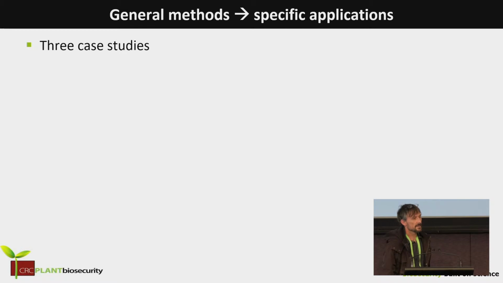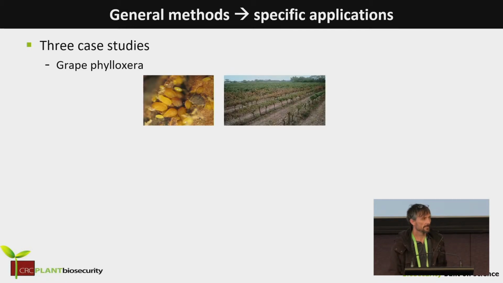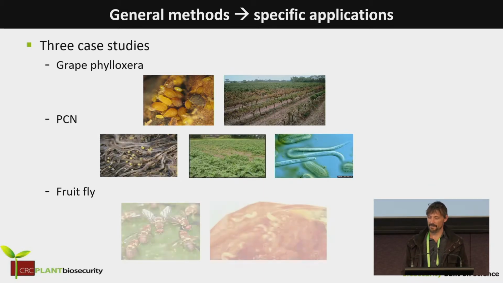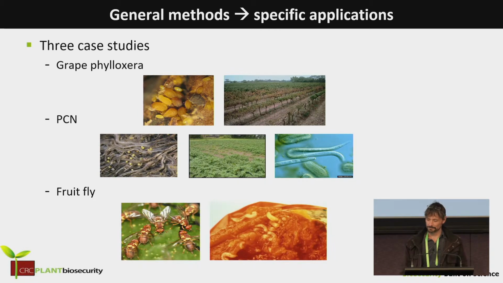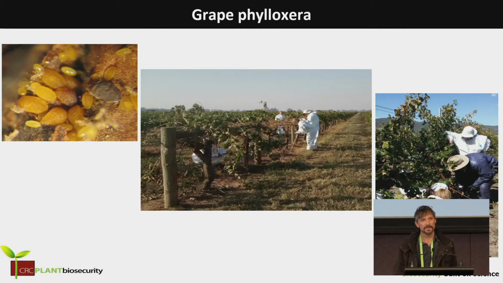And the project was tasked with designing general methods that could be applied across lots of different case studies. But to test that, we applied these methods to 3 case studies that had different scales, as I'll explain. The first case study we looked at was grape phylloxera. The second one was potato cyst nematode. And the third one was fruit flies. We looked at these together with our partners across Australia, the state departments, and also in New Zealand. So I'll talk about each one in turn.